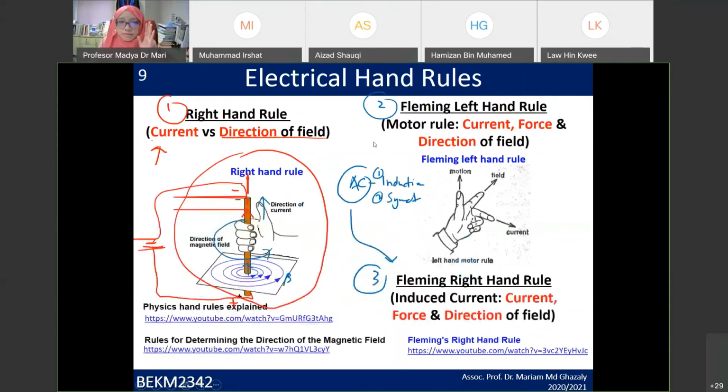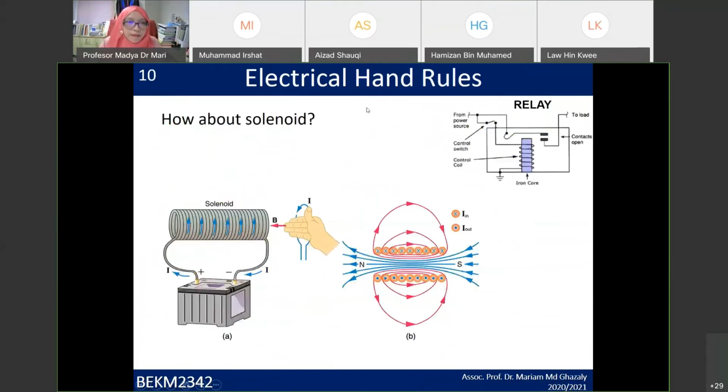So you have three types of rules: right hand rule, left hand rule, and right hand rule. Just go through if you are not sure what the difference between left hand and right hand is. This will be a self-study. I just guide you on what type of rule you need to use.